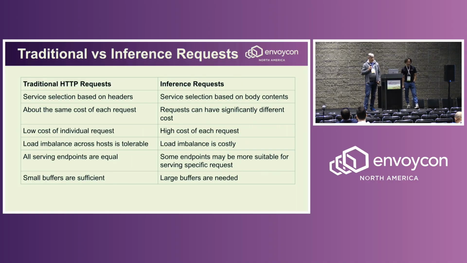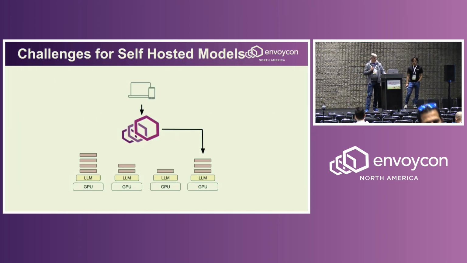Another big difference is how the buffering is done. In traditional workloads, you typically try to handle as much traffic as you can with as little memory as possible. But in inference workloads, that's normally not going to work, just because you need the request body to know what to do.